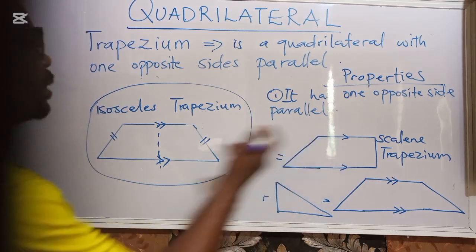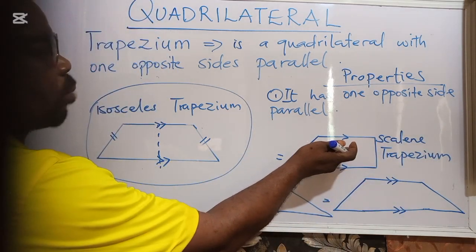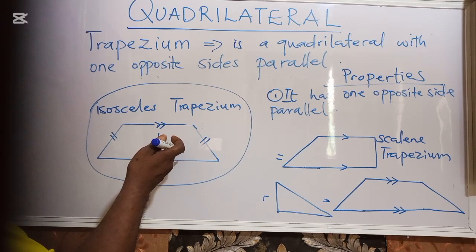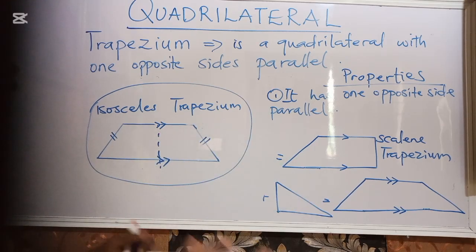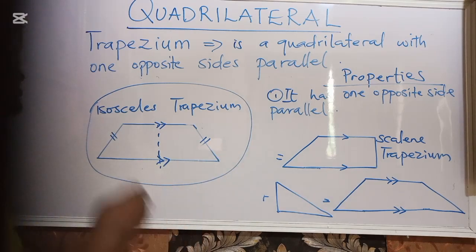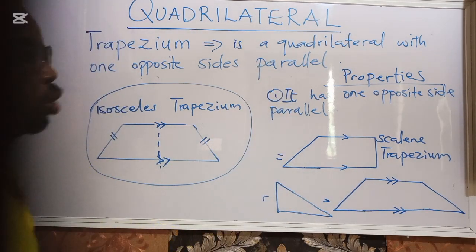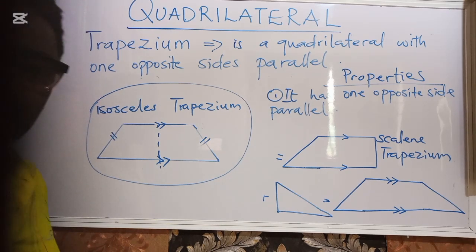So you can see now that if I want to say it has one line of symmetry, what if we are talking about this one? So that is why I don't want to put one line of symmetry, but you can use your instinct to know that if it's isosceles trapezium we are talking about, it has one line of symmetry. Otherwise, trapezium has no line of symmetry. Is that clear now?